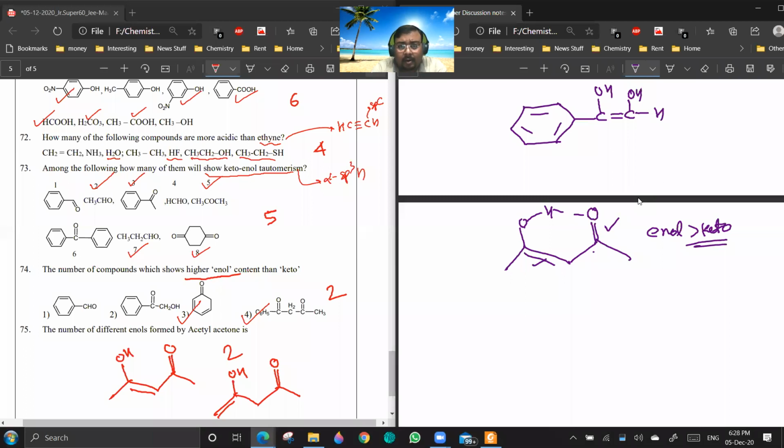Are you getting a point? So there is no reason why enol should be preferred over keto here. In other cases, you know the things. So here you should remember that enol is more stable than keto because two factors are there: conjugation, carbonyl H, plus intramolecular hydrogen bonding.